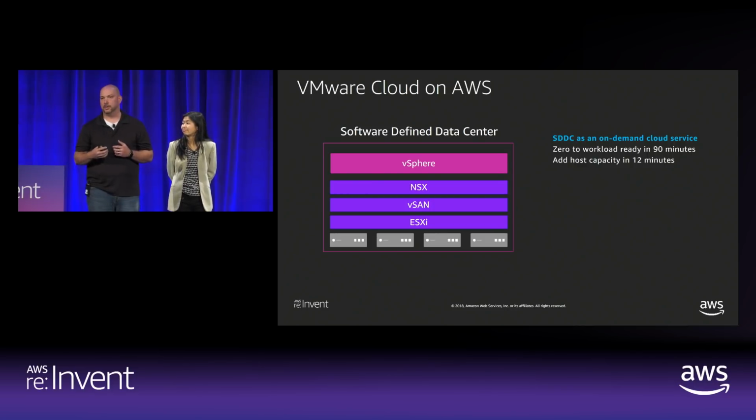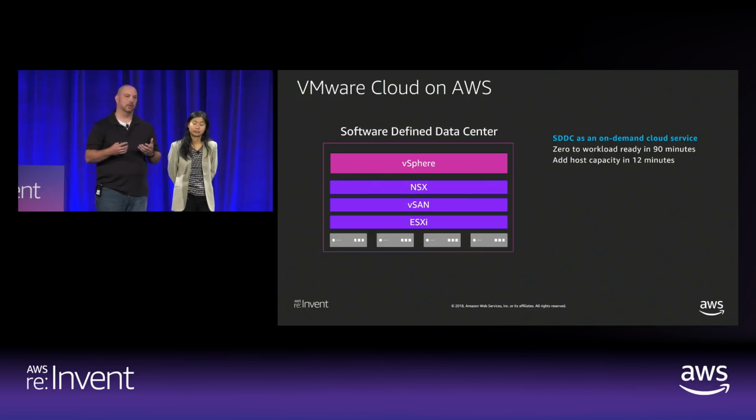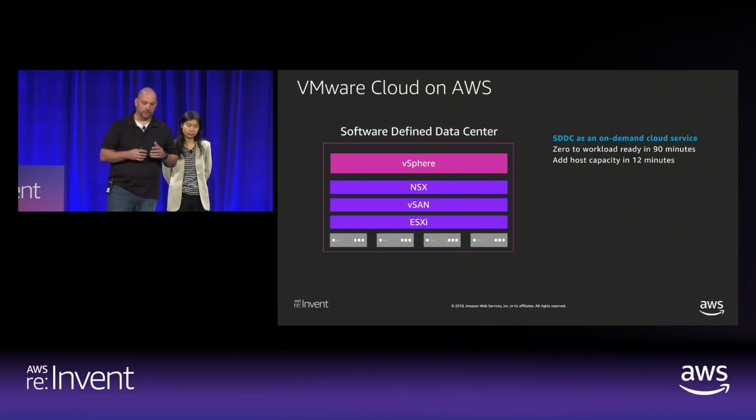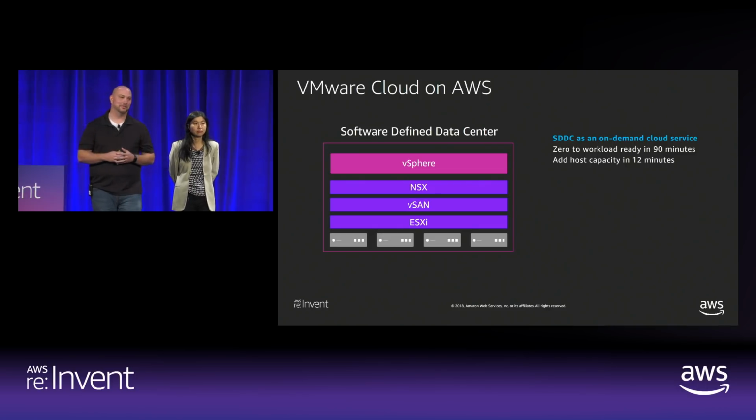I can click a button, I can have a fully functional VMware environment deployed, and I can have it ready to run workloads in under 2 hours. So I can go from 0 to workload ready in roughly about 90 minutes. Depending on your cluster size, mileage may vary, that type of thing. But if you think about it, that's a drastic change from what we were able to do on-prem.